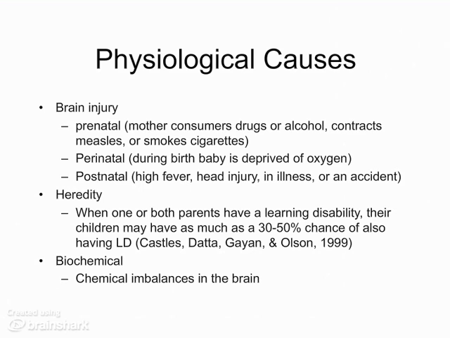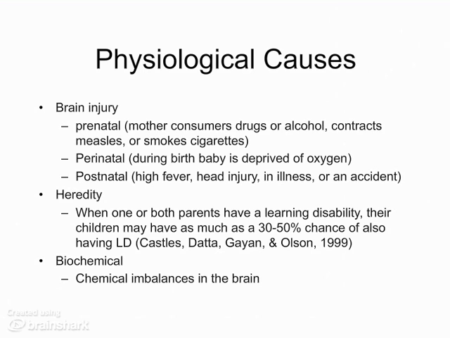Brain injury can occur at the prenatal stage, meaning when the child is in the fetal stage. This can be a result of mothers using drugs and alcohol, if the mother contracts measles or smokes cigarettes. Perinatal causes of brain injury, or during birth, could be a result of the baby being deprived of oxygen during the birthing. And postnatal, meaning after birth, brain injury can occur during a high fever or head injury, an illness, or an accident.